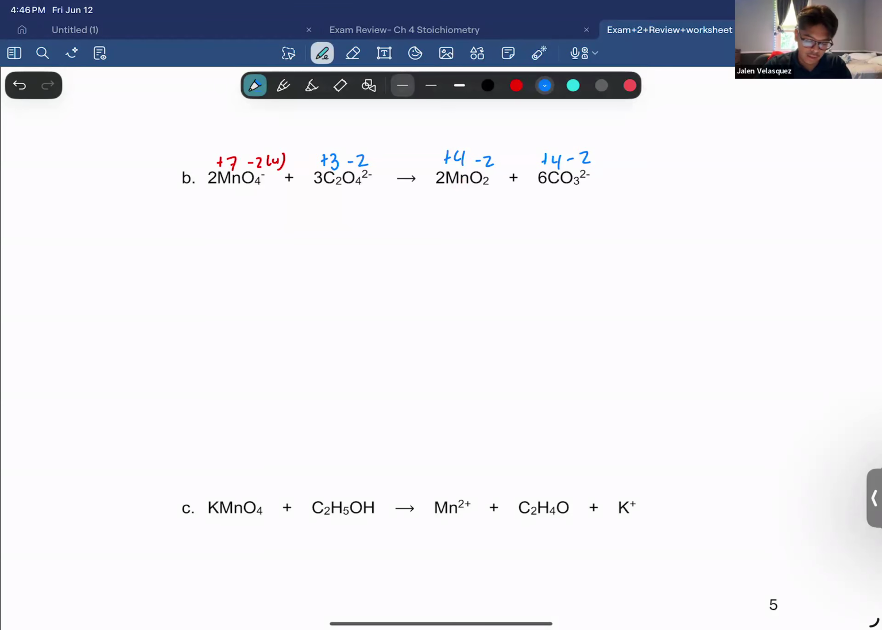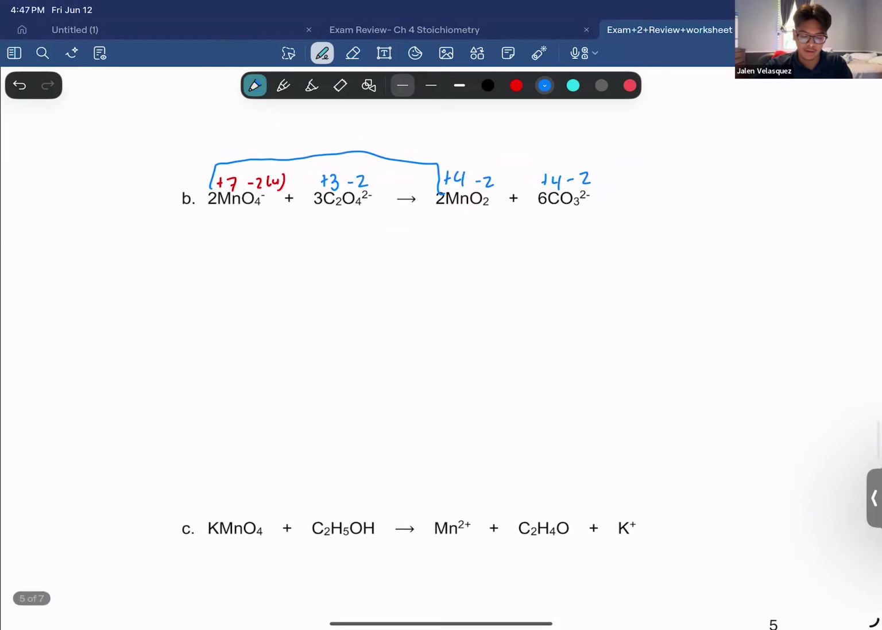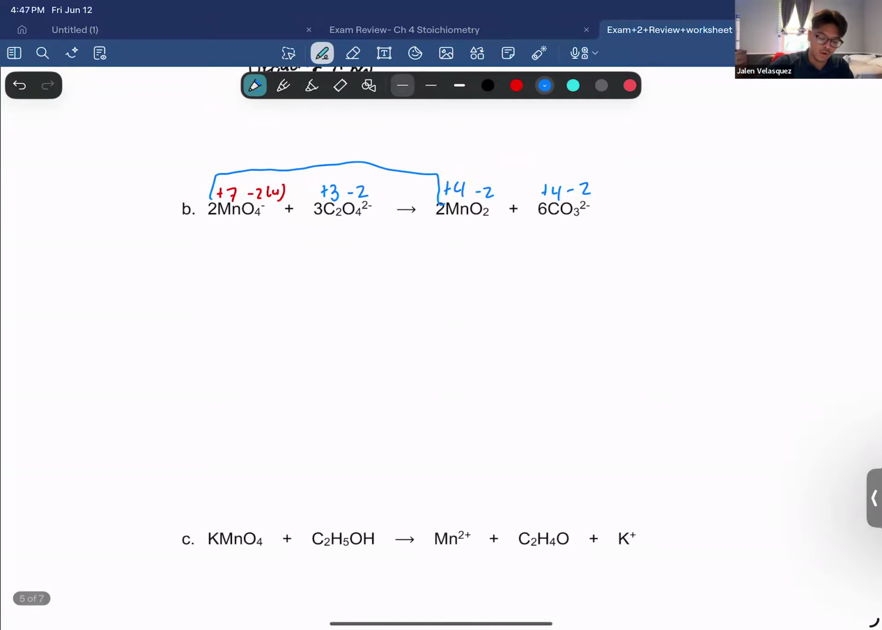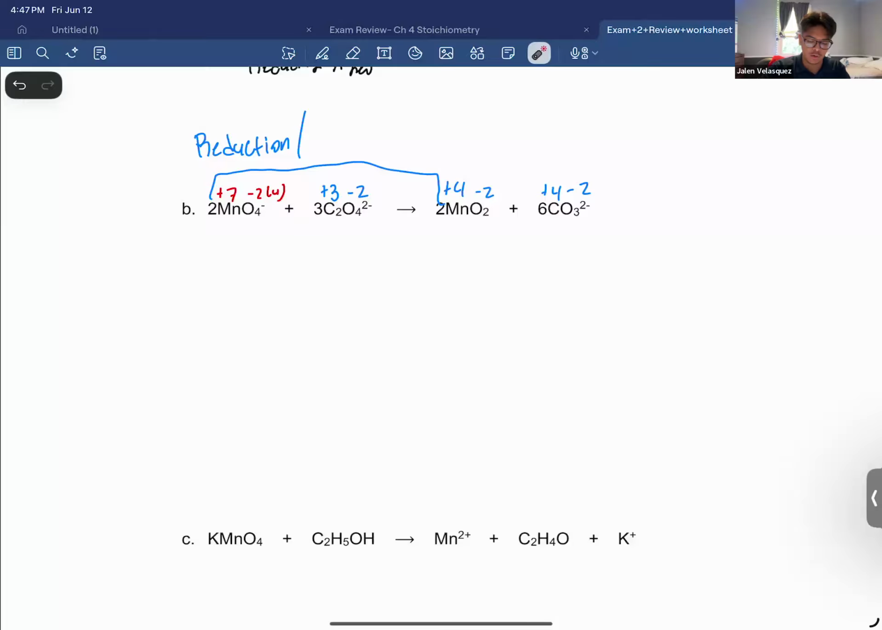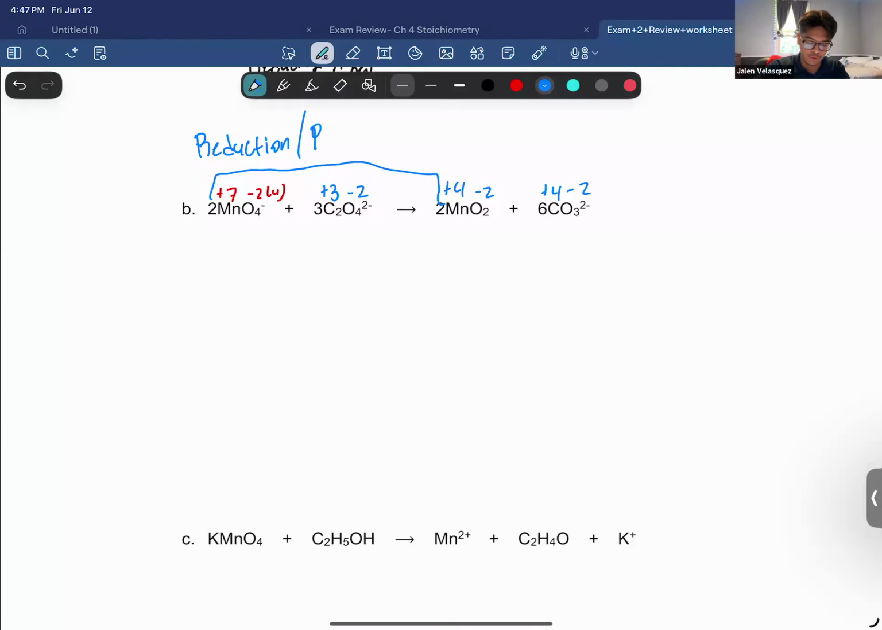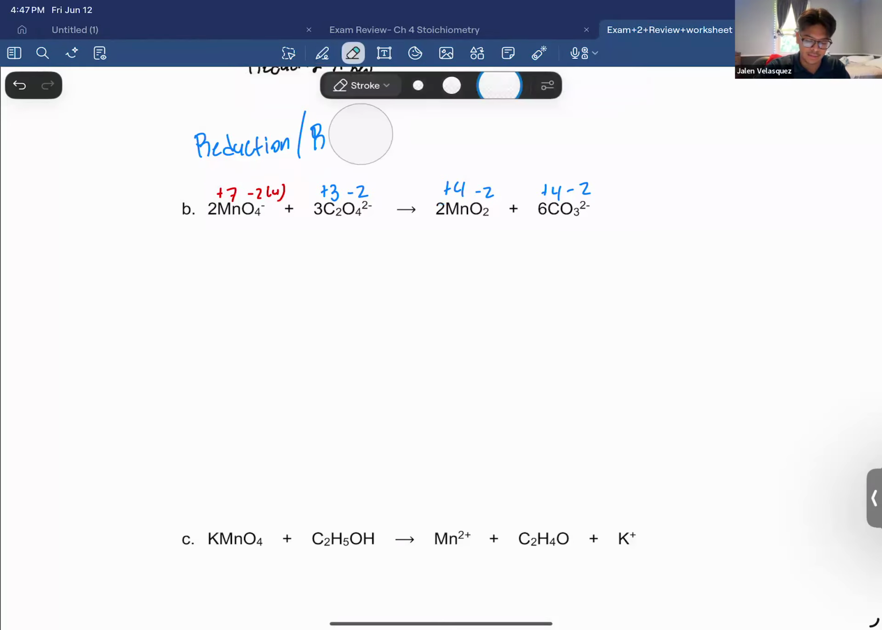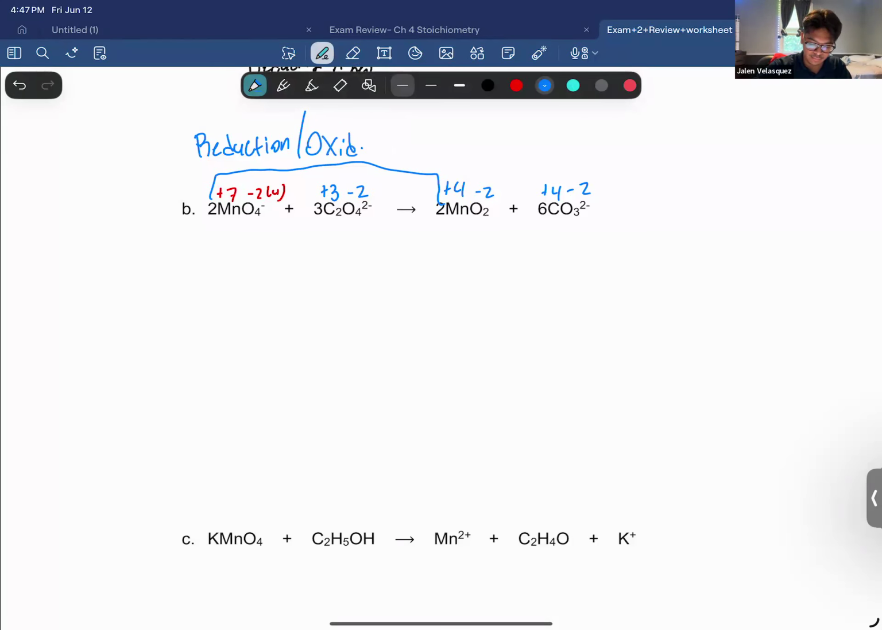So let's compare those. So going from positive 7 to positive 4, it's getting more negative, right? It's getting closer to the negative side of the number line, right? So if it's getting more negative, it's going to be gaining electrons. So we know this is reduction. And it's the permanganate, the MnO4 minus, is also going to be the reducing agent. I'm sorry, the oxidizing agent. Right? So it's reduced, and it's also the oxidizing agent.